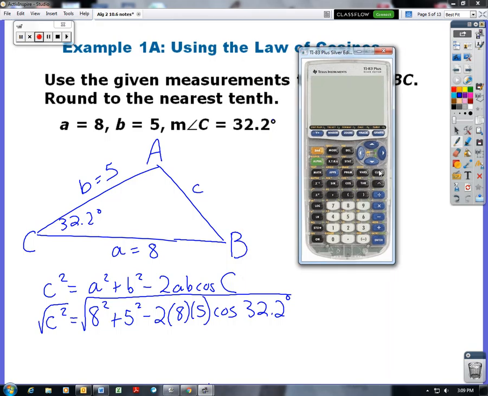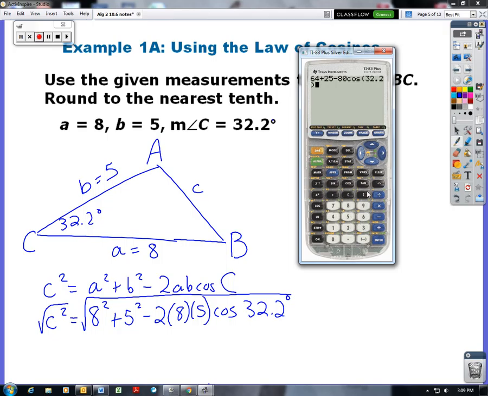All right. I'm going to do all this stuff underneath and get an answer and then take the square root. To me, I find that just easier to type in. 8 squared is 64 plus 25 minus, I like to do some of this stuff in my head. 8 times 5 is 40, and 40 times 2 is 80. And then the cosine of 32.2.